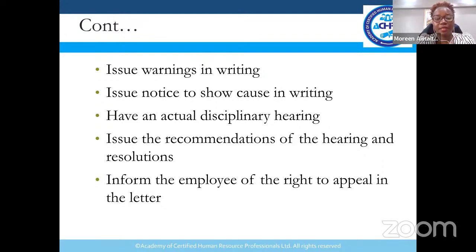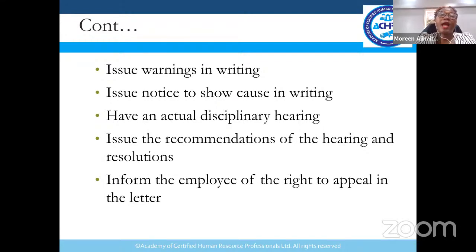Make sure you give recommendations. What did the disciplinary hearing recommend? Now, the person who is attending the disciplinary hearing does not necessarily have to append a signature on the recommendations. They only have to append the signature on the minutes. After they've signed the minutes, then you can go and give a recommendation. And after giving the recommendation, you can either decide to maintain the employee, or you can decide to terminate.